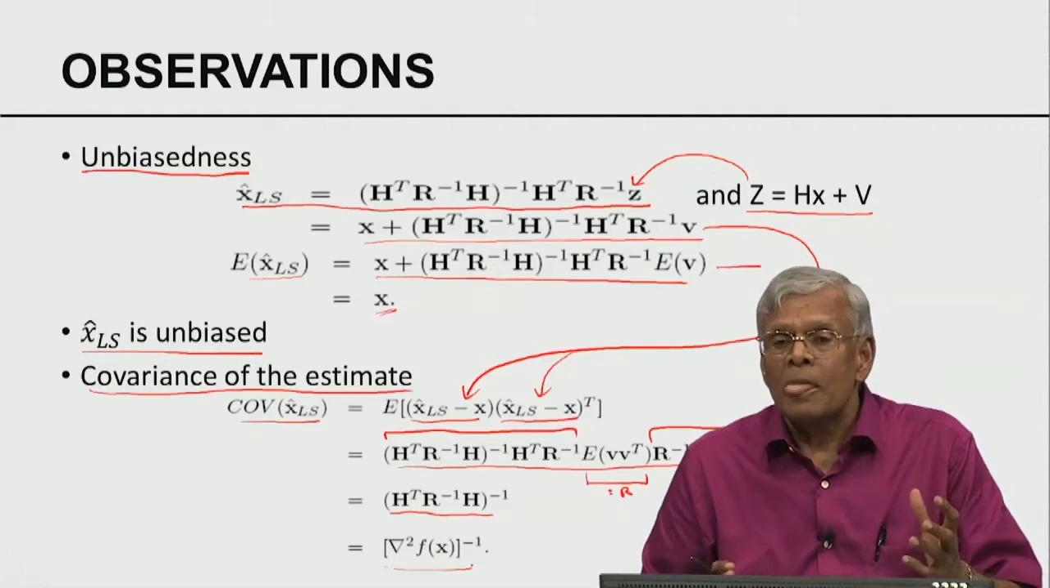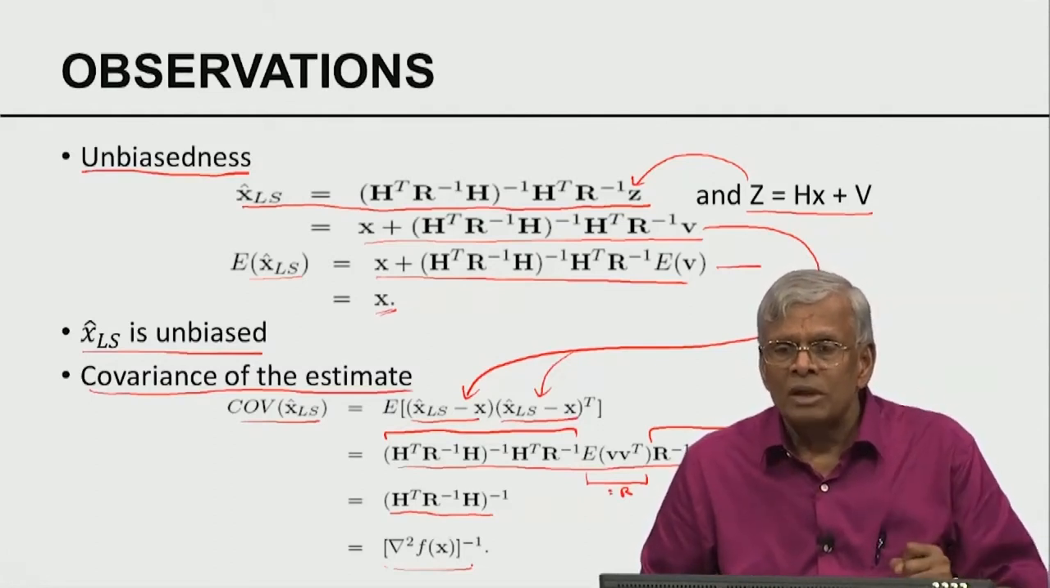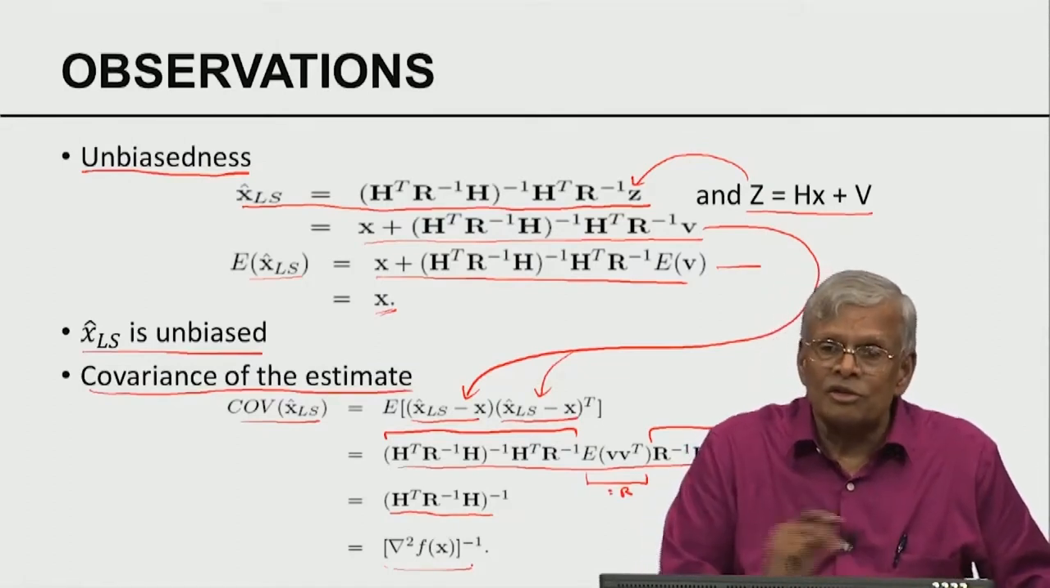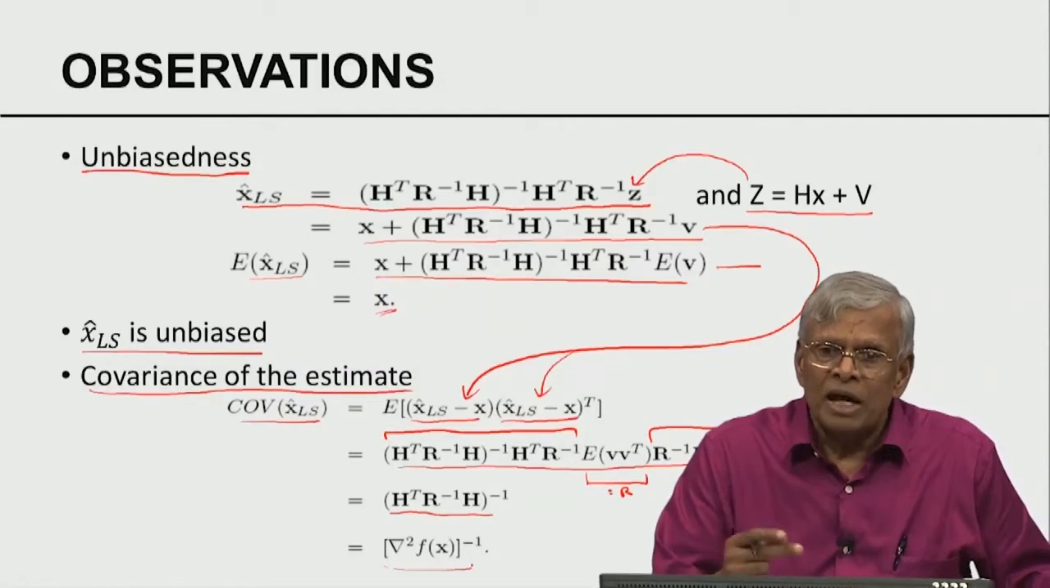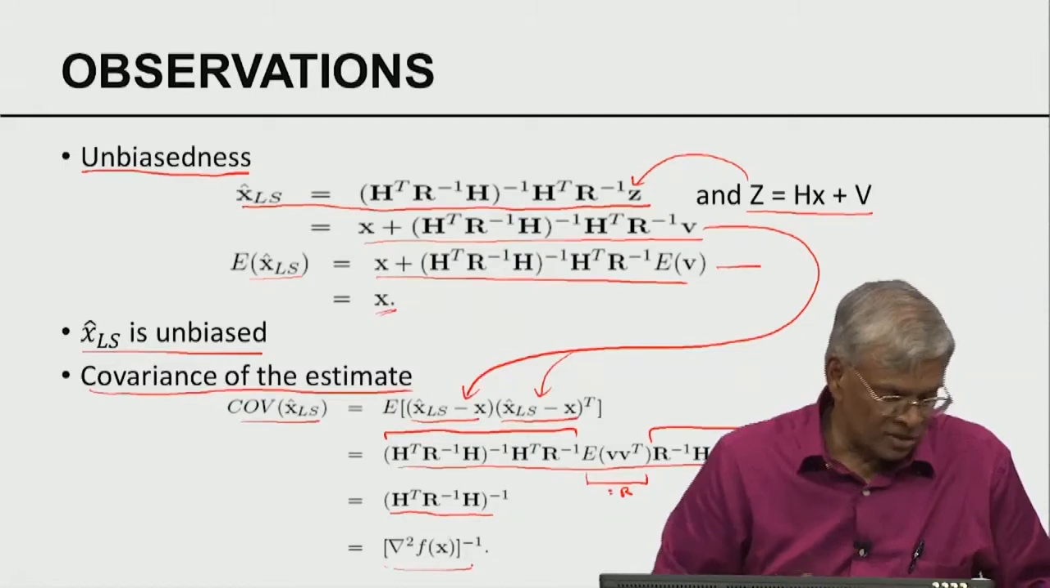Therefore, what is the conclusion? The conclusion is the least square estimate in this setup is unbiased. I can also compute its variance. The variance is related to the inverse of the Hessian of the objective function that the least square estimate tries to minimize.